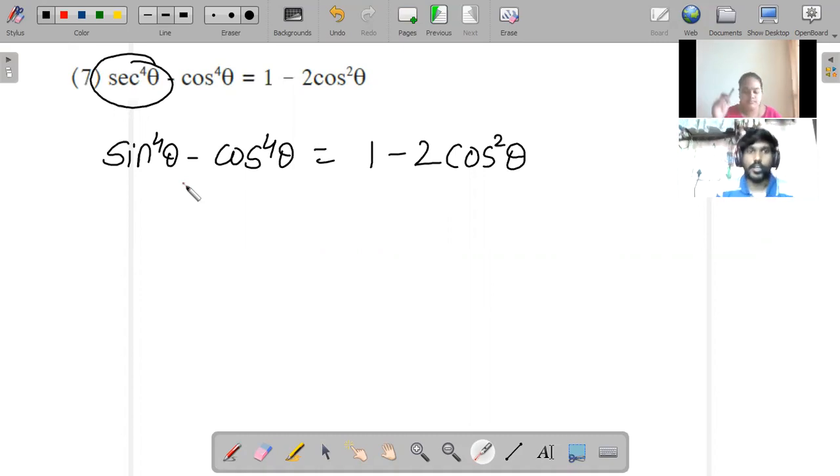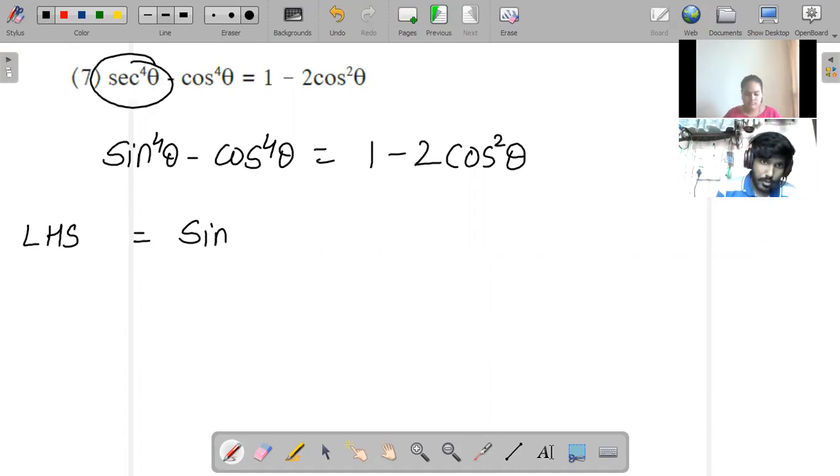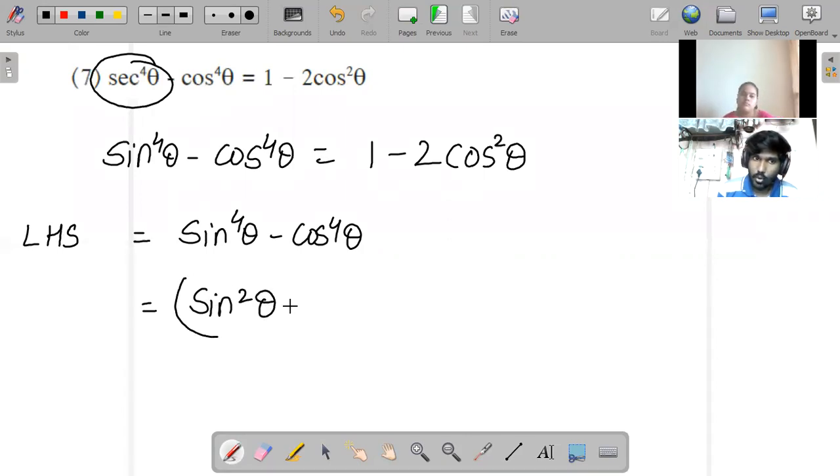Done. Okay, now we'll prove this. We'll use the left-hand side. So LHS is equal to sine raised to 4 theta minus cos raised to 4 theta. Now, what you do is this 4, we'll write it as sine square theta whole bracket square. You understand this?